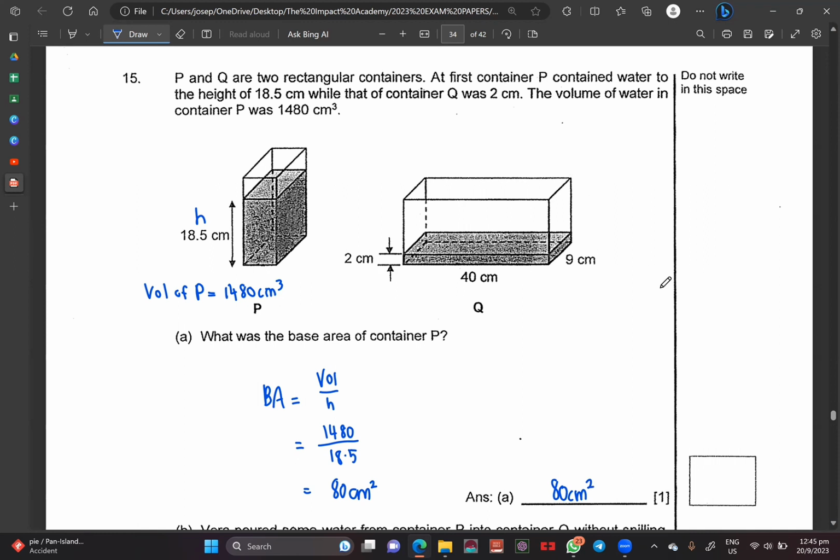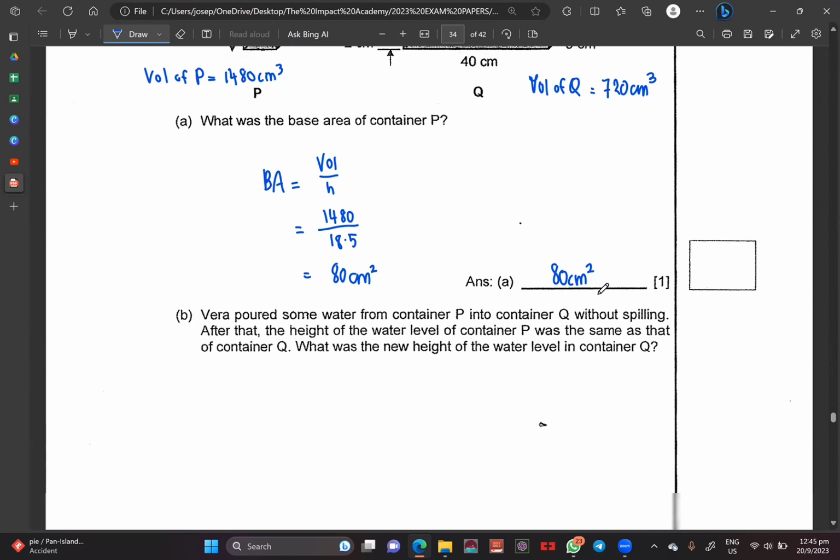Now, before you move on to Q, what you want to do is learn how to also find the volume of Q. So the volume of Q, as you can see over here, is 40 times 9, which is the base area times the height. So over here is 720 cm³. Now, very important. Then we move on to the next one, right?